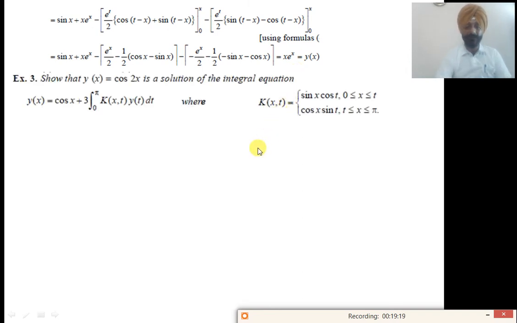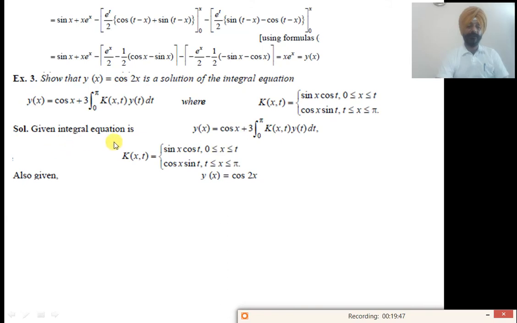So, one more question is there, and that is, show that y(x) equal to cos 2x is a solution of the integral equation, where K(x,t), this is a Fredholm integral equation. Why Fredholm? Because both the limits are constant. So, K(x,t) is equal to sin x cos t for 0 less than x less than t, and cos x sin t for t less than x less than pi. So, the general equation is this, and K, that is the kernel, is given by this.